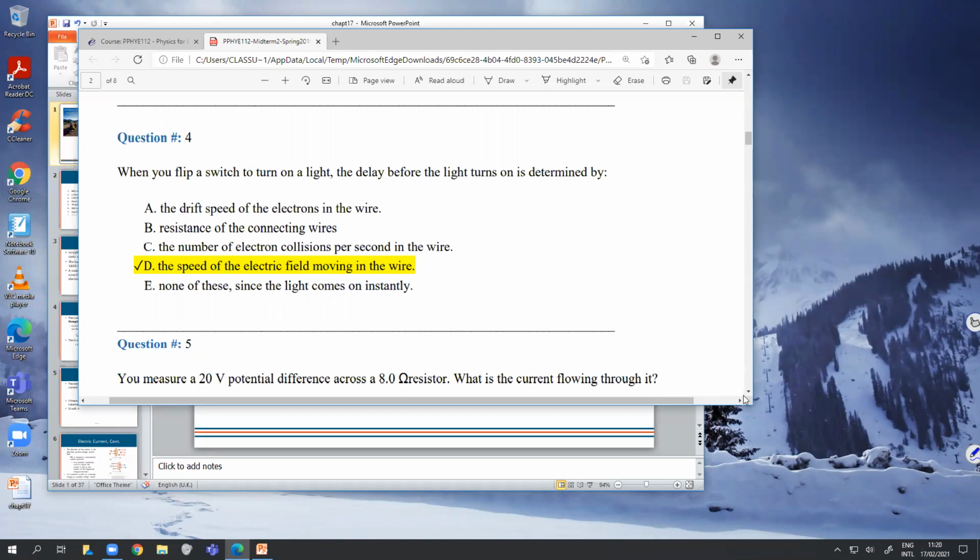Electric field is electromagnetic wave. So light is an electromagnetic wave. I hope you know that. So the speed of electromagnetic wave is the fastest speed possible, 300 million meters per second. So that's why we see the light bulb lighting up immediately almost. The answer is D. Is that clear? Okay, let's go to the next question.